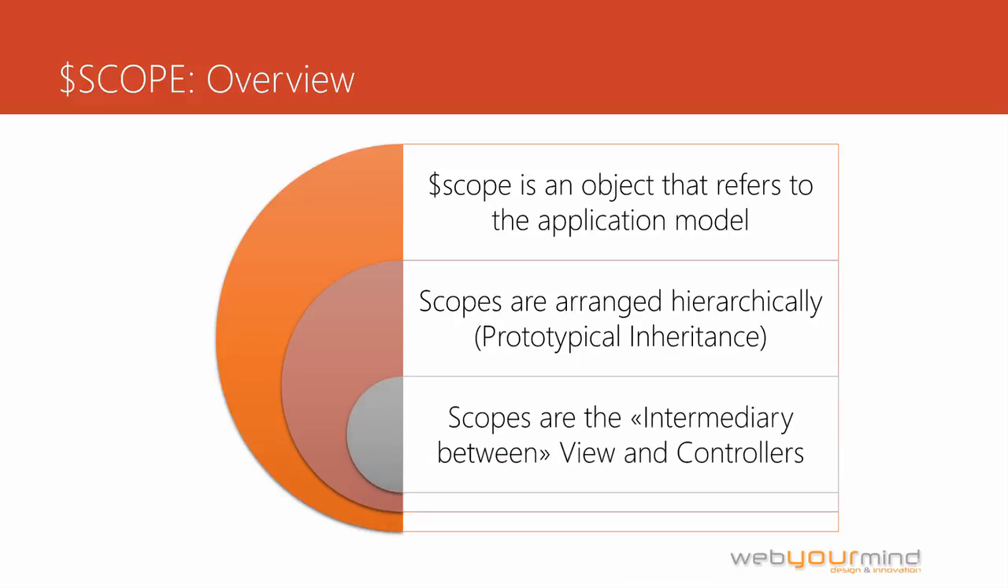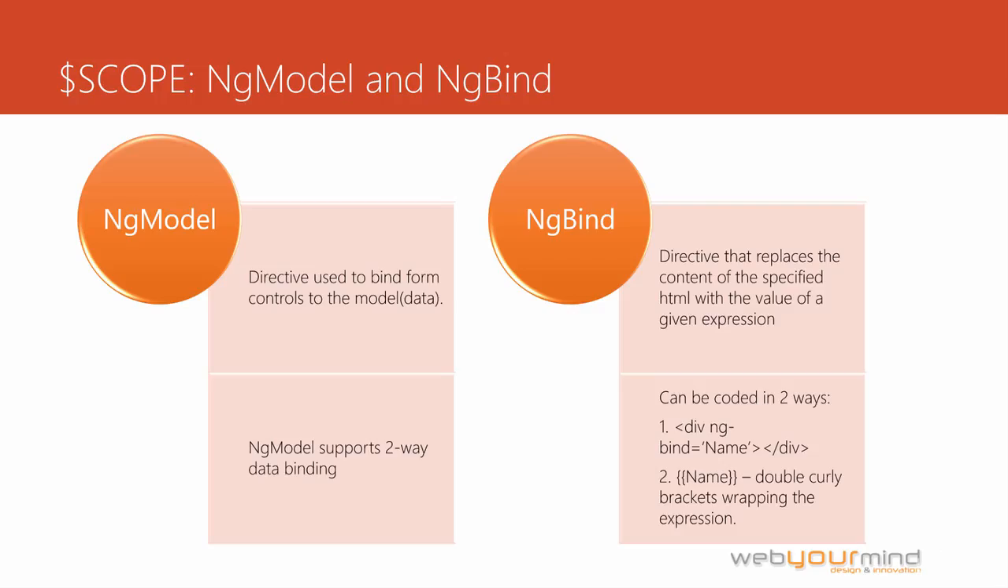Scopes are the intermediary between view and controllers. It's the way they communicate with each other and know about the data. So controllers are exposing the scope data to our view. We have two ways to display our scopes inside our HTML, and one is ngModel, which is the directive we use to bind the form controls to the model itself. So if we want, for example, to have an input and store its value into a specific property, we need to use the ngModel directive, and it supports two-way data binding.